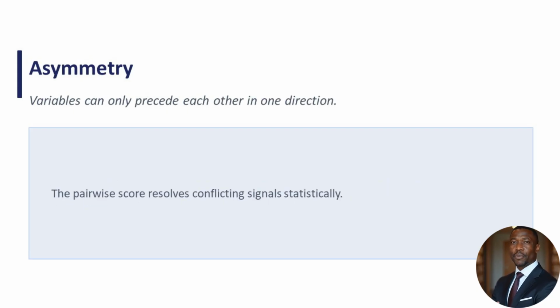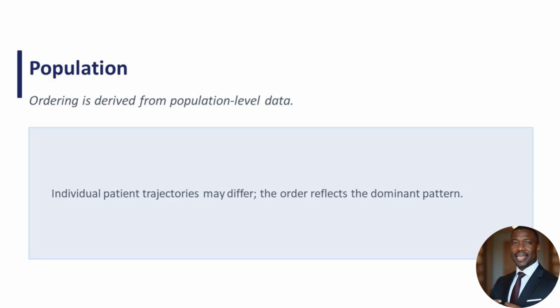Any two variables can both precede and occur after each other. What matters is the frequency of these events. The third assumption is that the temporal ordering is derived from population-level data, not from any individual patient's record. This means the order reflects the typical clinical trajectory seen across thousands of patients. For a given patient, the actual sequence of events may differ from the population norm.